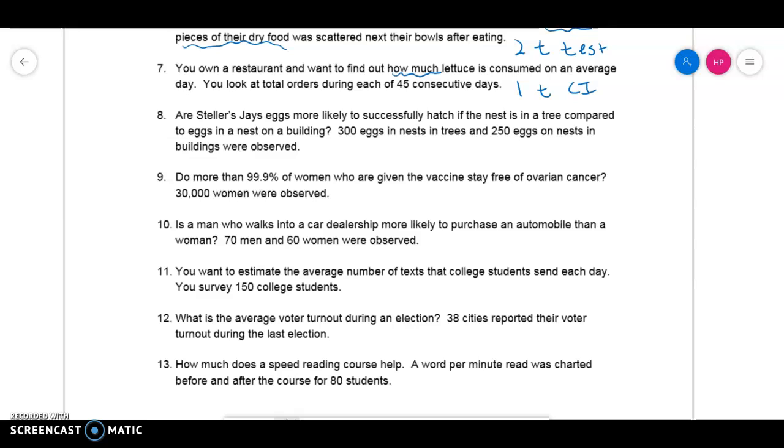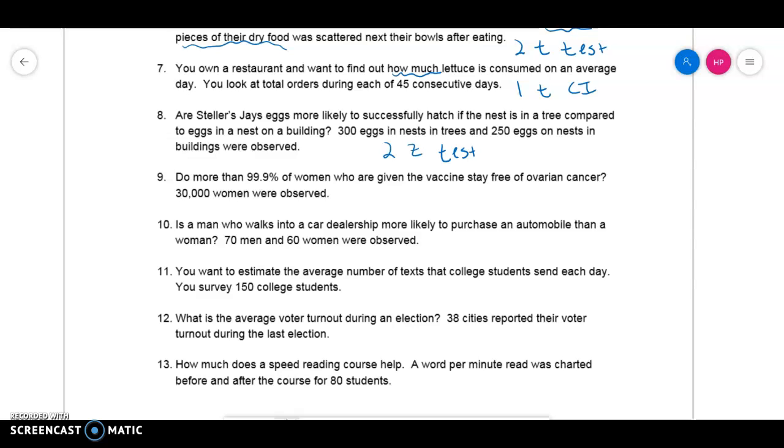So number 8, are the eggs more likely to successfully hatch? So this again was sort of like, is it a serious accident or not? Do they successfully hatch or do they not? Obviously 2 separate groups. And do they or do they not would make that categorical. So it would be Z. And then just, are they more likely or not? Not how much more likely, which is why we use this one as a test.